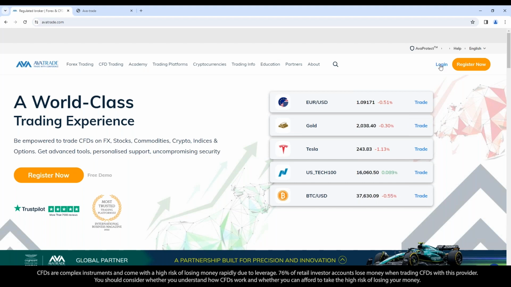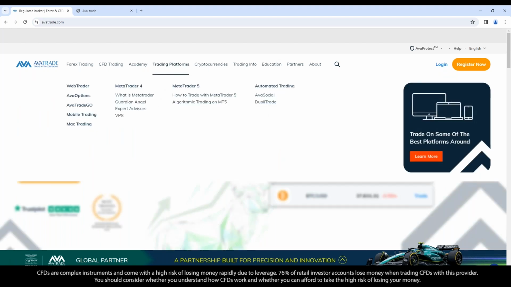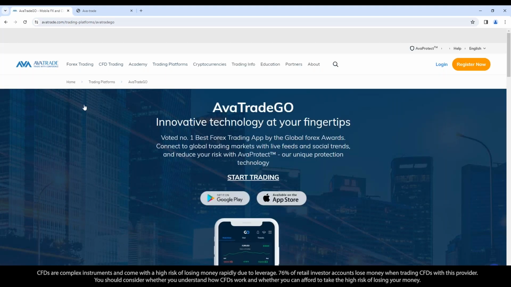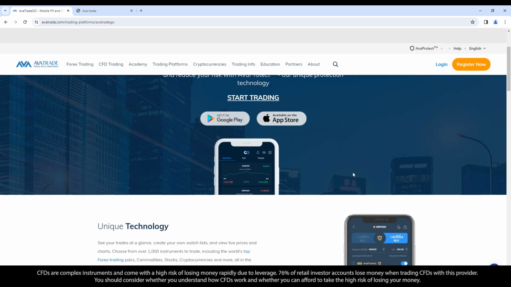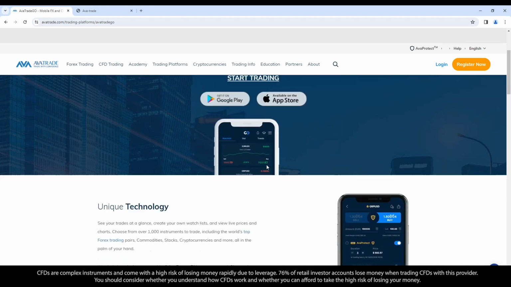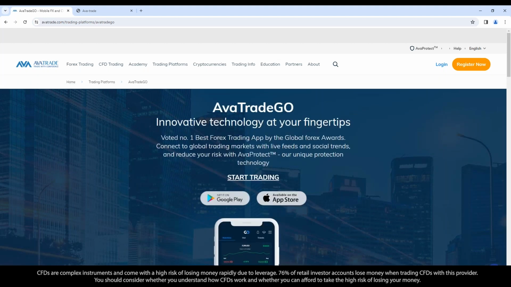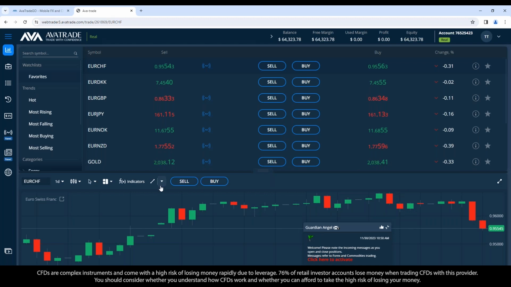The web trader allows you to trade on your MetaTrader 4 and MetaTrader 5 accounts. And if you tend to trade from mobile as well, you also can use our AvaTrade Go mobile app found in the major app stores. It has the same functionalities in terms of helping you with risk management, with signals, with fundamental news, the economic calendar, et cetera, all available in our app as well. It has a similar look and feel to what we have within the web trader. So let's go ahead and get in the web trader.